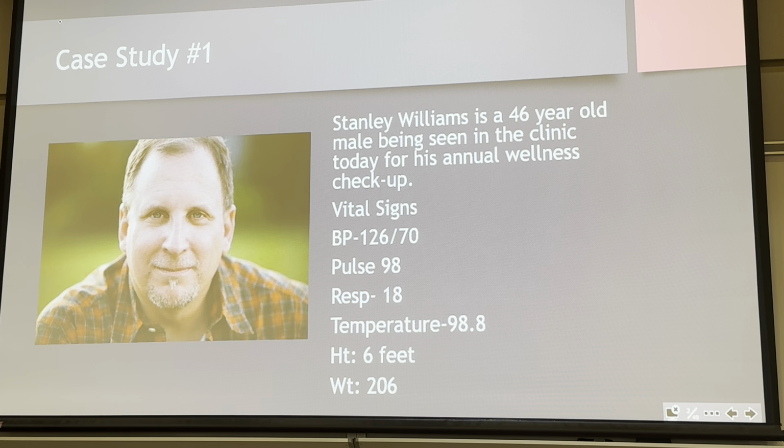Alright, so this is Stanley Williams. He's 46 years old. He's being seen in the clinic today for his annual wellness checkup. You have vital signs and a height and weight. Assuming that we do give him a diagnosis of erectile dysfunction, what risk factors have you already identified?